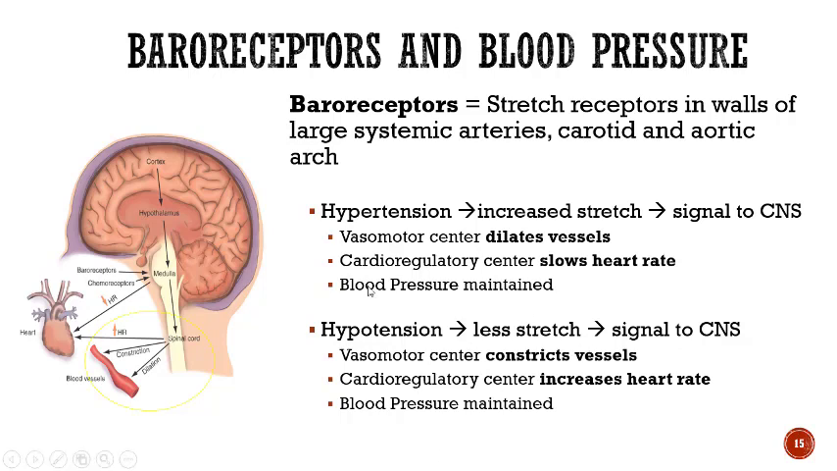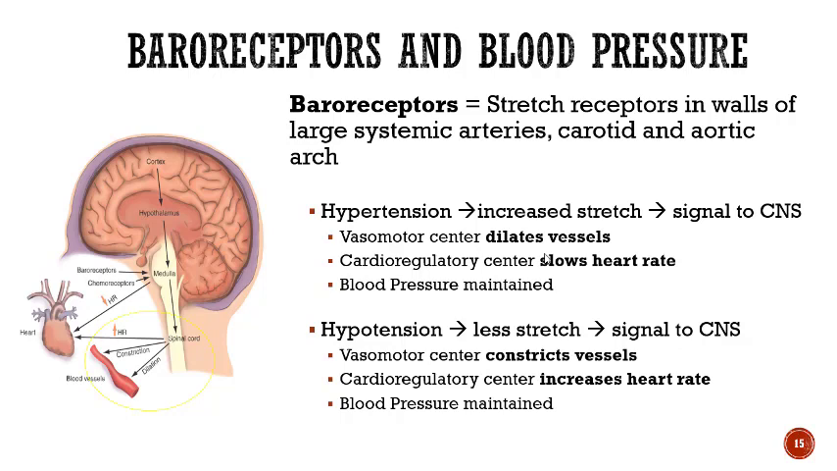What they do is they respond to blood pressure by stretching. So if you have hypertension, you have a higher blood pressure, that's going to increase the stretch of that vessel, and that's going to send a signal to your central nervous system. And what it will do is it will cause this vasomotor center to dilate your vessels. If you think about why would it want to dilate my vessels? If you have a high blood pressure, your pressure is too high, and it's recognizing that. If it dilates your blood vessels, if it makes them bigger, it will reduce that pressure. It will relieve that pressure a little bit.